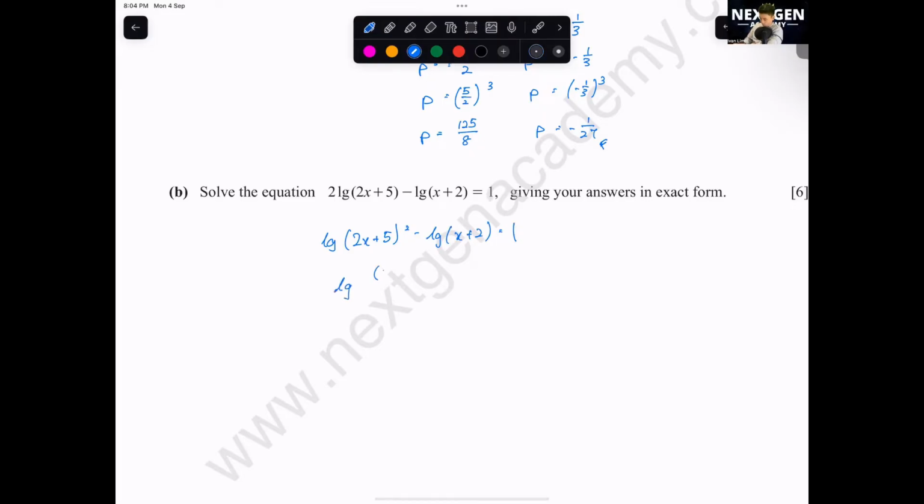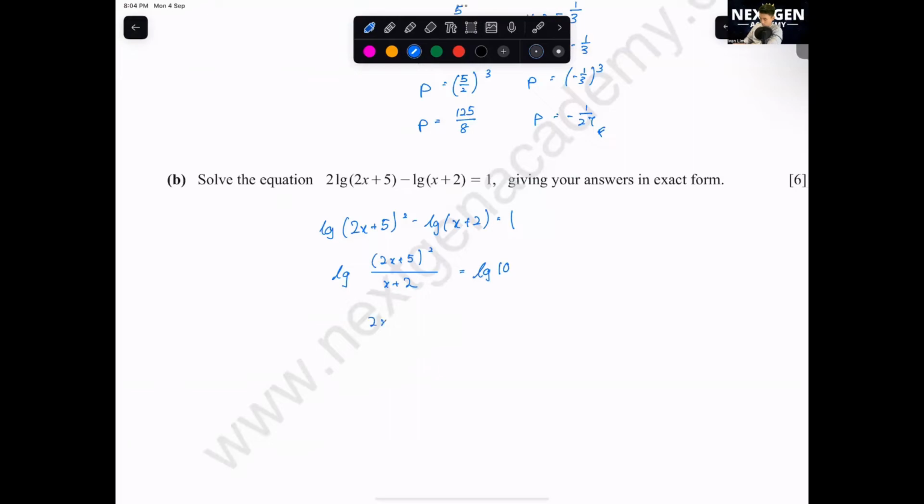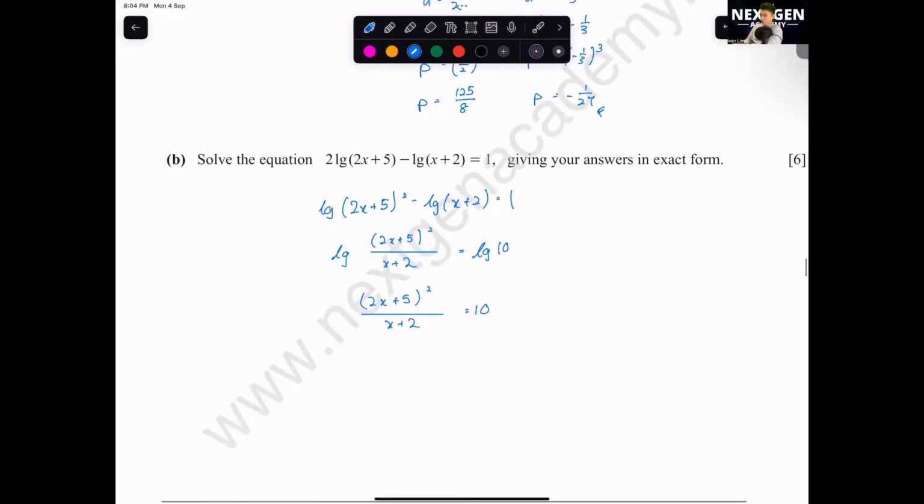Okay, so here log, you get 2x plus 5 squared over x plus 2 equals to 1. So wait, we change it to log 10 first. Log 10. Okay, why we want to change it to log 10? Because I want a log and log here. Once I got log at both sides, I am gonna open it up. 2x plus 5 squared over x plus 2 equals to 10.